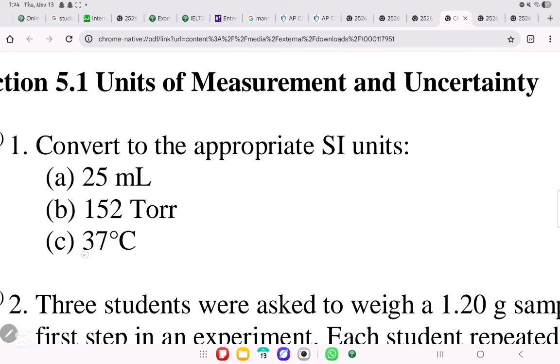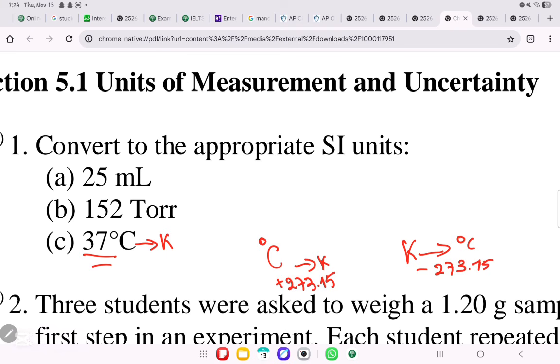What does it say in part C? 37 degrees. The SI unit of temperature is what? Is Kelvin. So we need to change from degrees Celsius to Kelvin. When we're moving from degrees Celsius to Kelvin, we add 273.15. And when we are moving from Kelvin to degrees Celsius, we need to subtract 273.15.